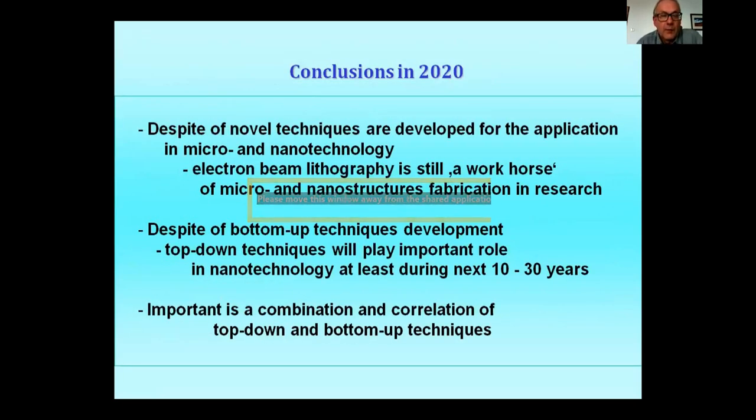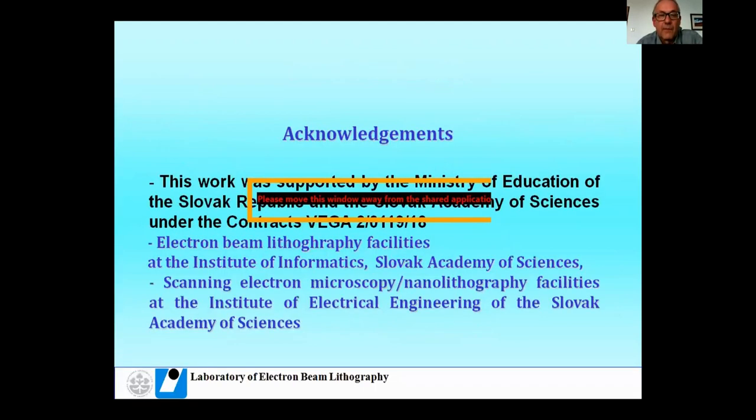So we can conclude that electron beam lithography is still an important technique also in nanotechnology, where bottom-up techniques are developed, but the top-down method of lithography and etching is still an important technique for production of micro and nanostructures.